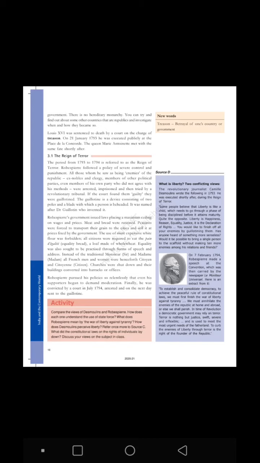Robespierre followed a policy of severe control and punishment. All those whom he saw as being enemies of the republic, ex-nobles and clergy, members of other political parties, even members of his own party who did not agree with his methods, were arrested, imprisoned, and then tried by a revolutionary tribunal. If the court found them guilty, they were guillotined. The guillotine is a device consisting of two poles and a blade with which a person is beheaded.